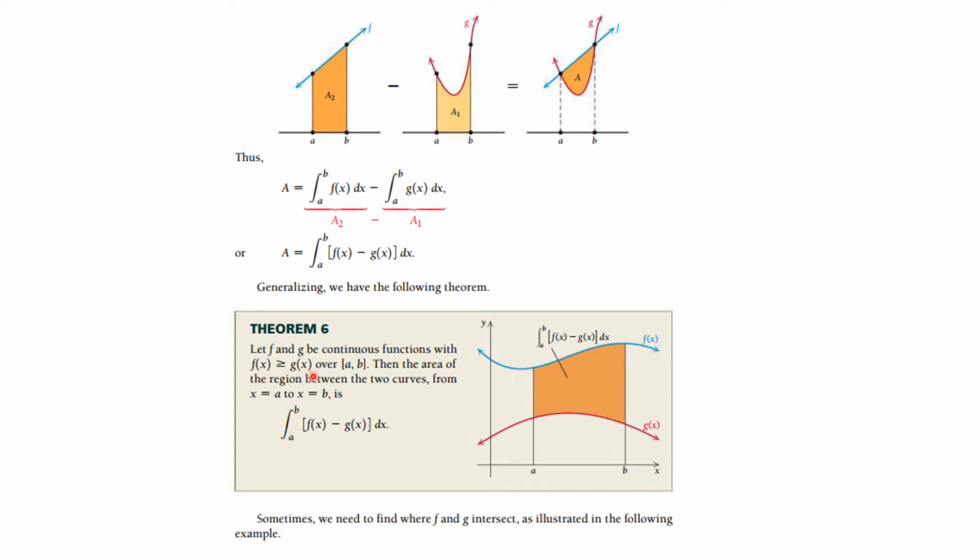So f is on top, then the area of the region between the two curves is found simply by integrating from a to b the definite integral of the function that's on top minus the function that's on the bottom dx. And you see we could summarize that up here because the integral of the difference is the difference of the integrals. And sometimes we will need to find where f and g intersect, as illustrated in the following example.